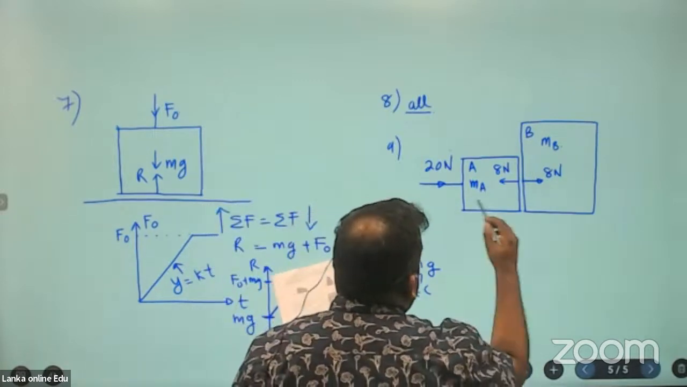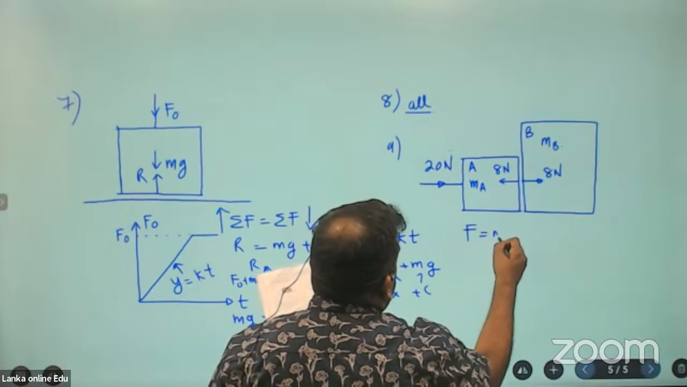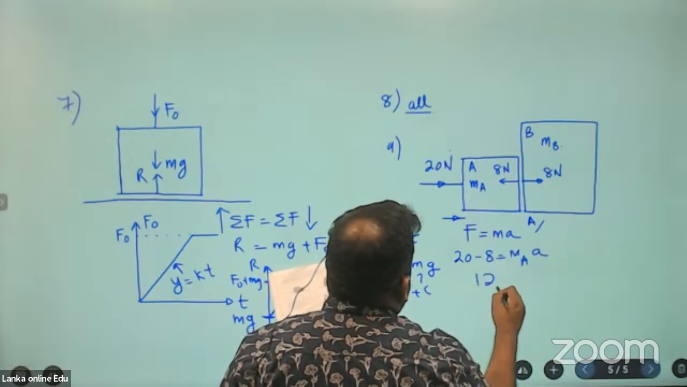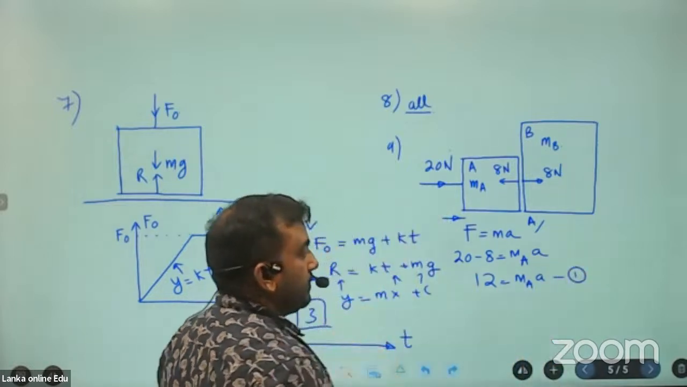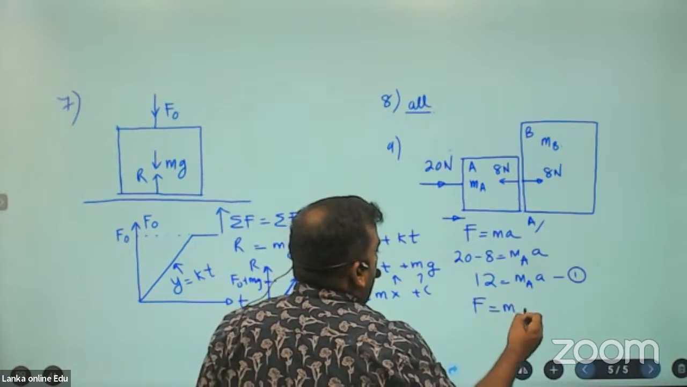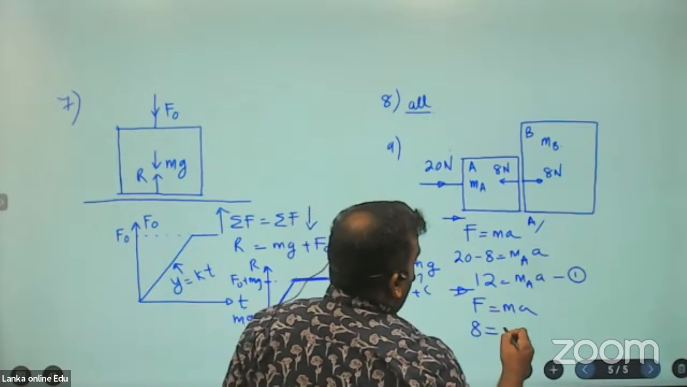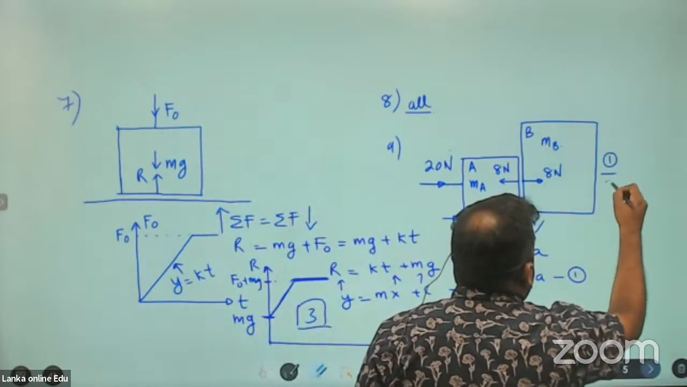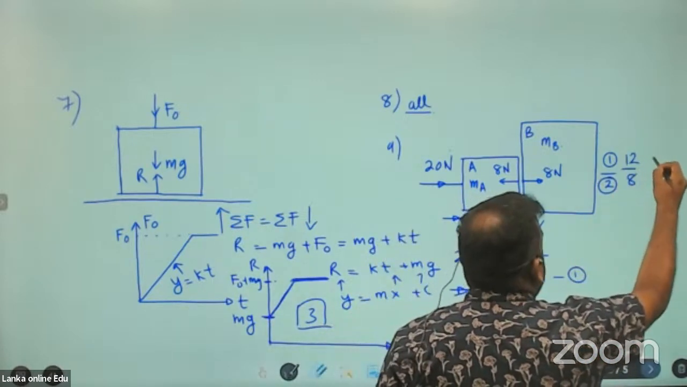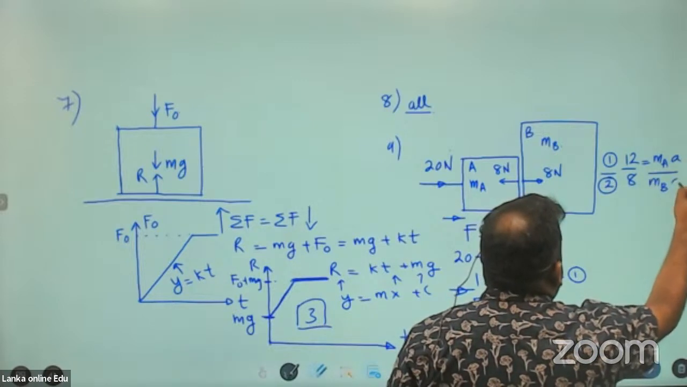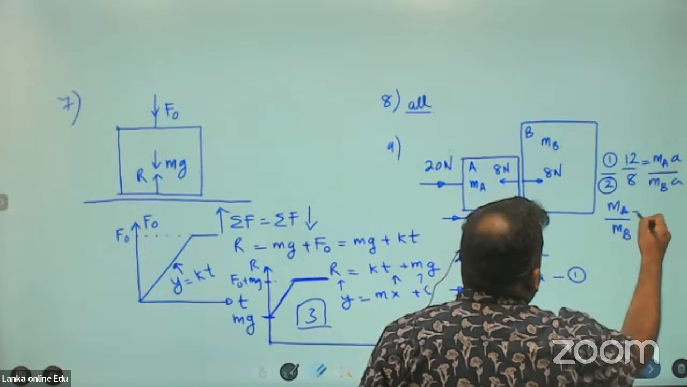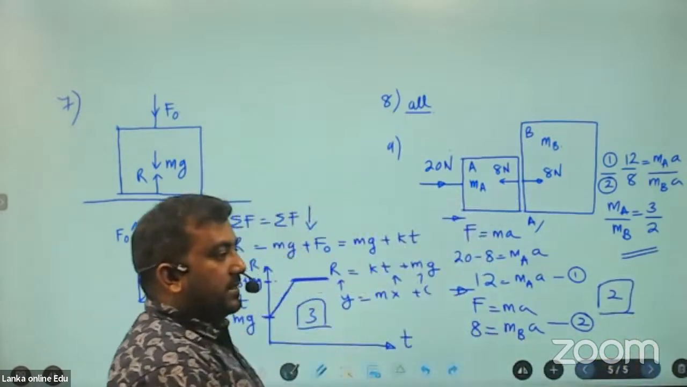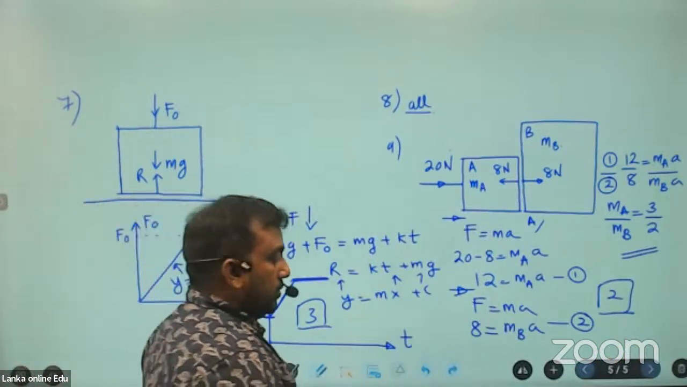Simple work. For the full system, if you apply F equal MA on A, 20 minus 8 equals MA times acceleration a. 12 equals MA times a, equation number 1. Apply F equal MA on B. What will you get? 8 Newton equals mass MB into the same acceleration. So for the mass ratio, divide one by the other: 12 divided by 8 equals MA times a over MB times a. MA over MB is 3 divided by 2, 1.5. 3 over 2 means the answer is answer number 2. So quickly you can work it.